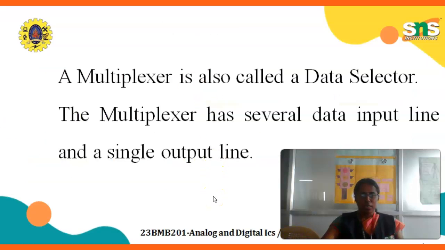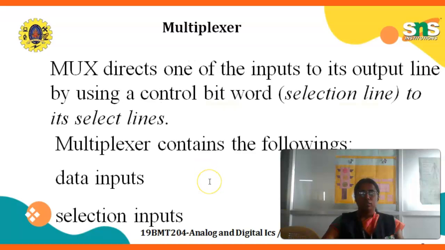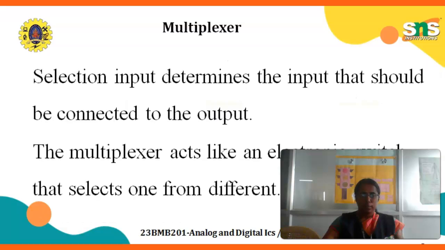A multiplexer is also called a data selector. The multiplexer has several data input lines and a single output line. It must direct one of the inputs to its output line by using a control word on its select lines. A multiplexer contains data inputs and select inputs, and the selection input determines the input that should be connected to the output. The multiplexer acts like an electronic switch that selects one from different inputs.